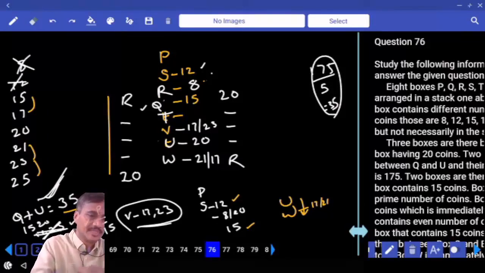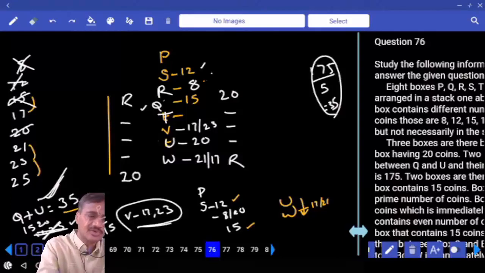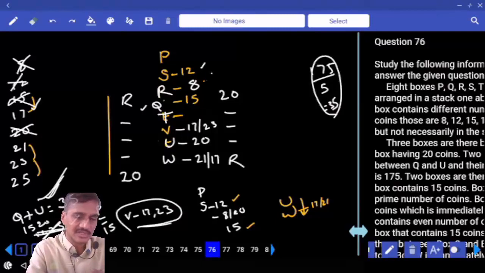8 is open, 12 is open, and next one P and T. P and T cannot be 15, because Q is 15. The difference between these two is only 2, and T has more than P. U is 20 and W is either 21 or 17. Now among the leftover 17, 21, 23, 25, P and T must have a difference of 2. 17 with 15 or 19 is not possible. Hence P and T cannot be this. We are left with 21, 23 or 23, 25.